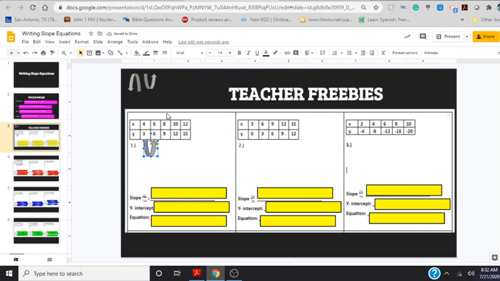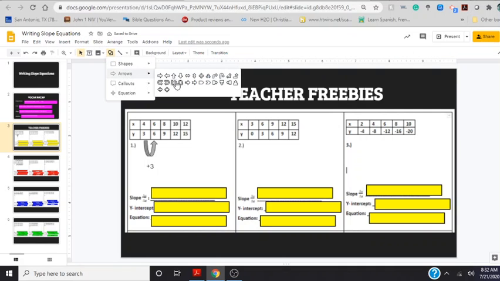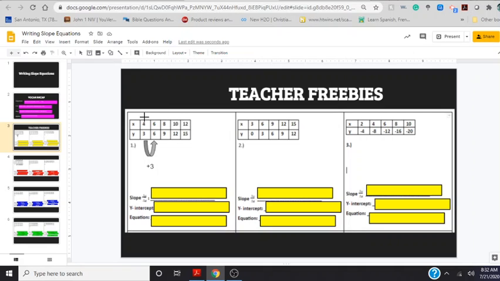So I need to ask myself, what is the change in y here? How do I get from 3 to 6? What is the difference here? You would tell me 3, because 3 plus 3 makes 6. So I'm going to insert a text box right here and type plus 3. That is my change in y. Now, my next concern is, what's my change in x? So I'm going to insert another arrow, and this one is going to represent my change in x.